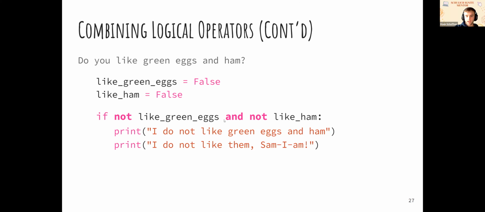And we have to check the other statement on the right. We have not ham. Ham, like green eggs, is also false, so the not of false is true. So both sides of the and are true. Then we're going to print, I do not like green eggs and ham, and I do not like them, Sam I am.